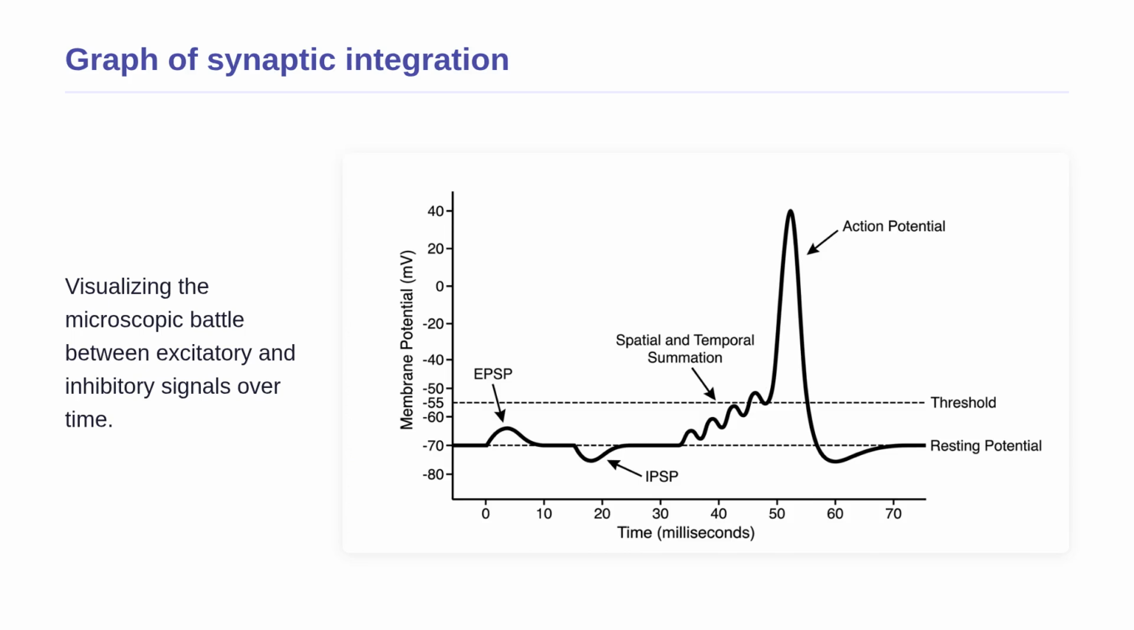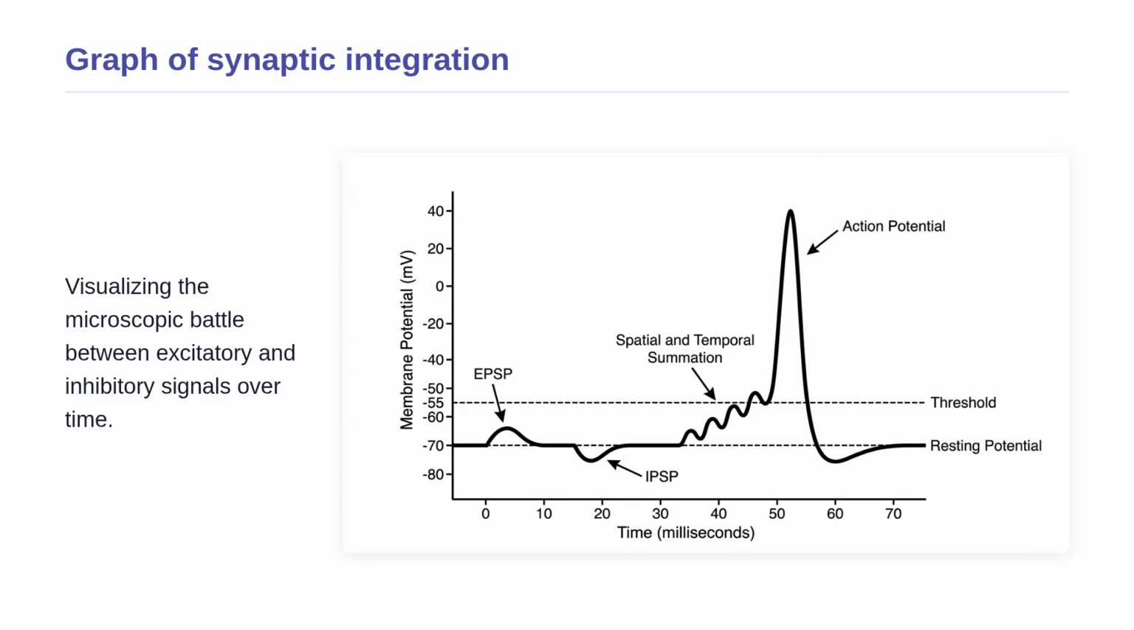To truly visualize this microscopic battle, let us look at a graph of synaptic integration over time. On the horizontal axis, we have time in milliseconds, and on the vertical axis, we have the membrane potential in millivolts. Notice the dashed line at the bottom, representing the resting potential at -70 millivolts, and the upper dashed line representing the firing threshold at -55 millivolts.